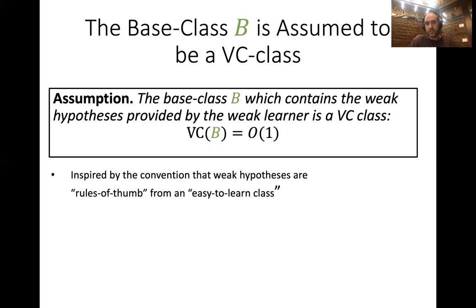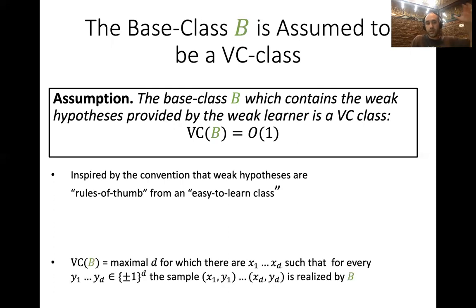And this is really inspired by the convention that weak hypotheses are rules of thumb from an easy to learn class, right? Because we know that if the VC dimension is constant, then the class is easy to learn in the PAC sense. And therefore, we quantify it using this parameter. And for those of you who don't know what VC dimension is, let me just mention that it is a combinatorial parameter which characterizes the PAC sample complexity of a class of functions. So it is exactly the dimension that tells you how easy it is to learn a class in terms of sample complexity.